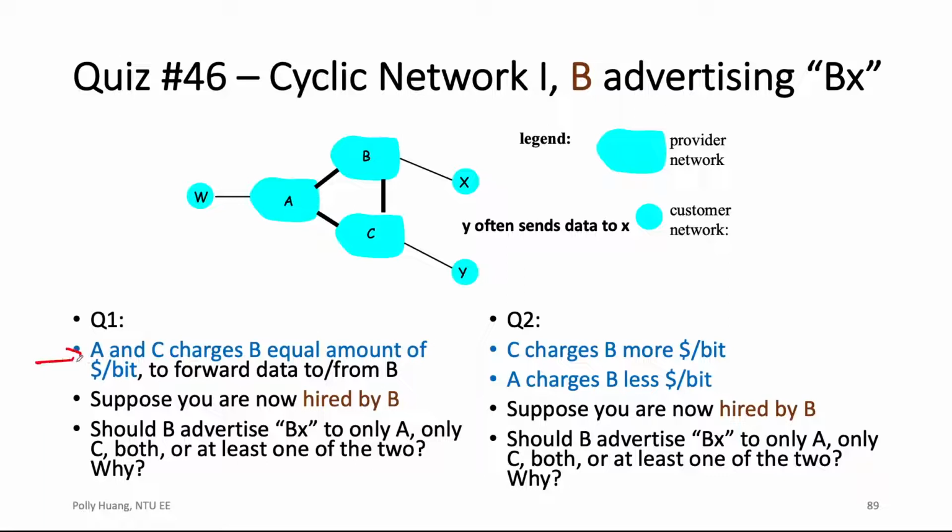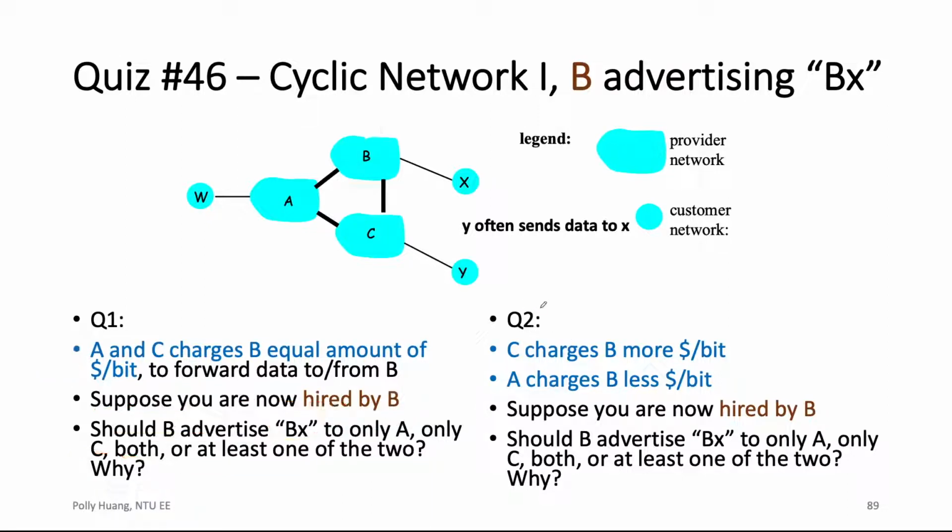So this is yet another precondition. Suppose you are now hired by B, this new ISP. Should you advertise BX to only A, only C, or both of them, or at least one of the two? And why? You see here, it's a little bit open, right? Because they cost the same. So you pick one of the two, or both, or at least one of the two. Tell me which one you choose and why.